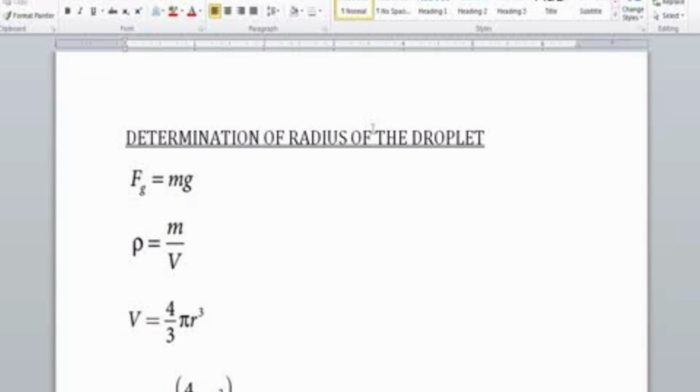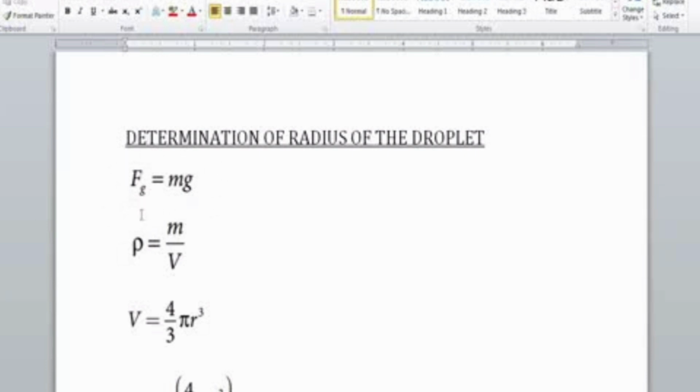So the first thing is the determination of the radius of the droplet. The oil drop that is falling is mostly spherical in shape. Since it is spherical, we will find the radius of the oil drop. So the charged oil drop is falling inside the chamber, in a spherical shape. So we are going to find out the radius of the droplet. Here, the first thing is the oil drop is falling inside the chamber, so definitely it is acted on in a downward direction due to the gravitational force.